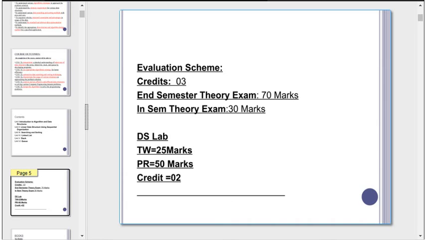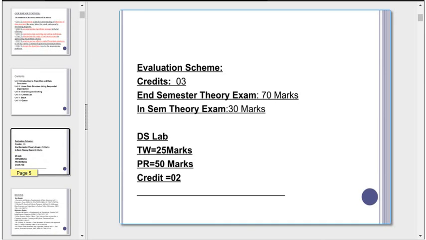So for the evaluation scheme, 3 credits are given to this subject. The in-semester theory examination consists of 30 marks, and the end-semester theory examination consists of 70 marks. A practical subject, that is the DSL, is associated with this theory. In the DSL we have to perform some programs in Python and some in C++. We have an external practical examination for the DSL of 50 marks, and the term work is of 25 marks, and the credits are 2.